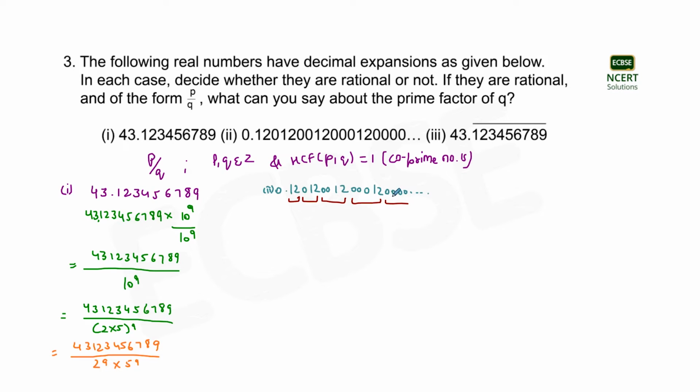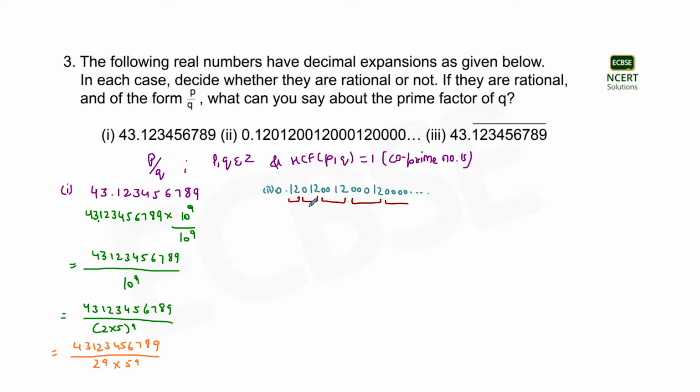So definitely there will be 4 0s 1 2, and after that 5 0s 1 2, and after that exactly 6 0s 1 2. Means there is not a definite number of digits, or we can say there is not a definite pattern of digits which is repeating again and again after the decimal point. As here it is 1 2, then it's 0 1 2, then it's 0 0 1 2. There is not a definite pattern of digits which is repeating.